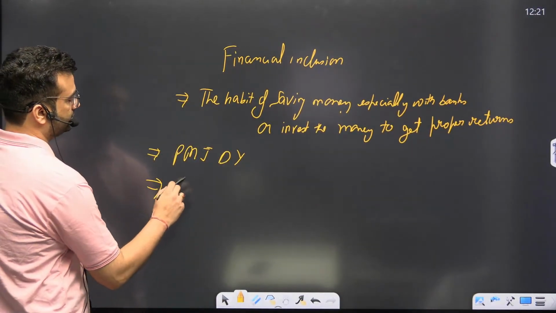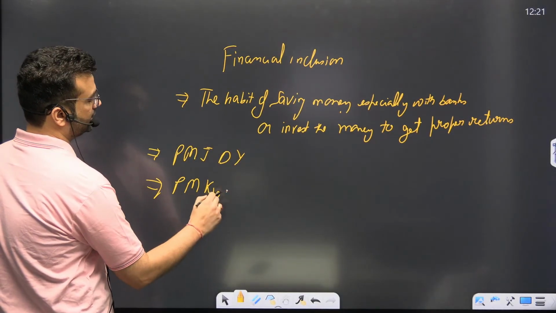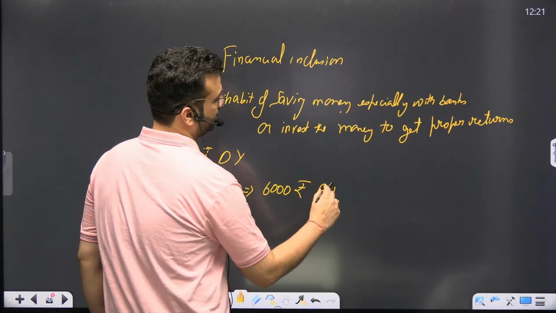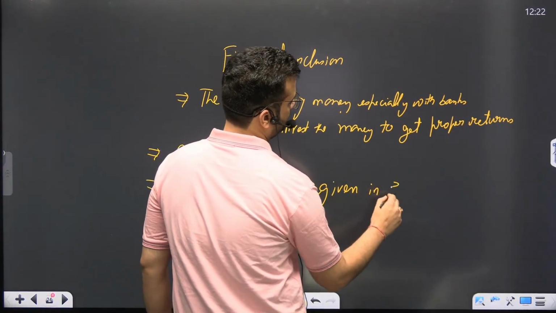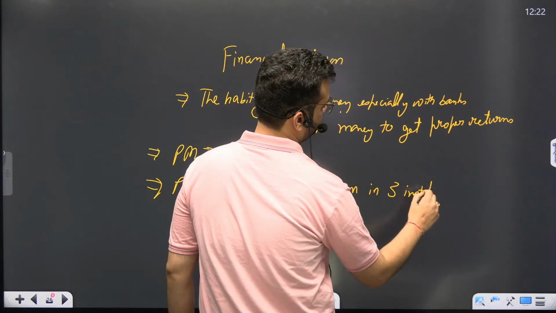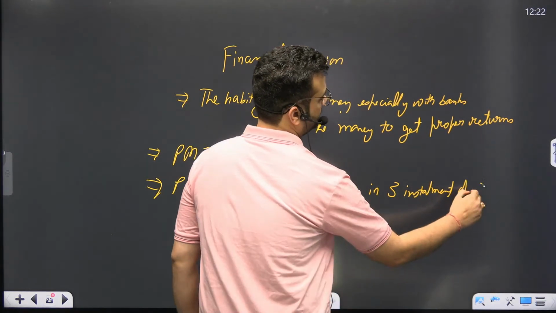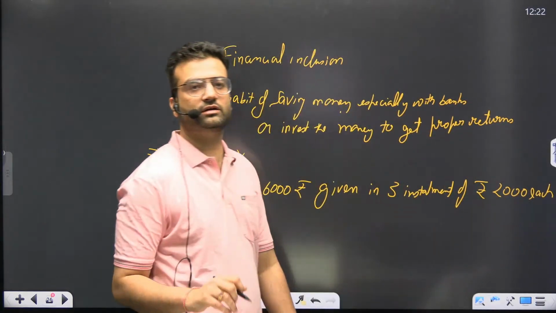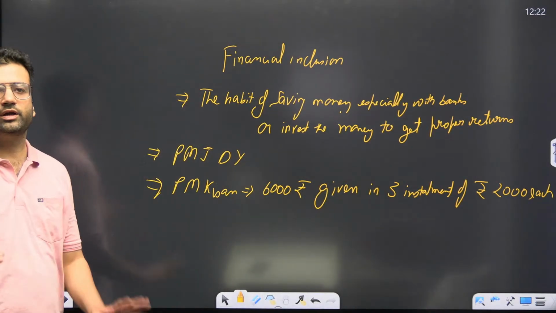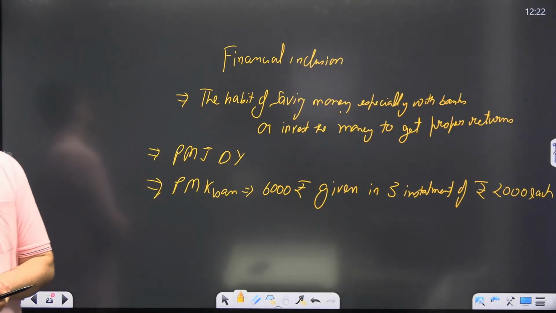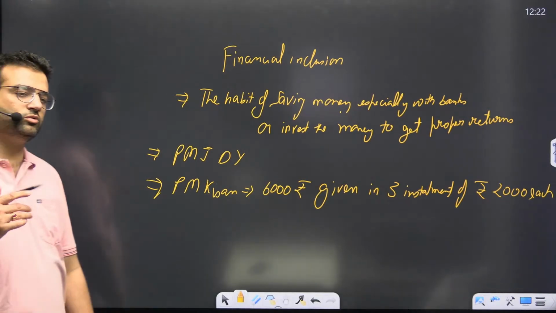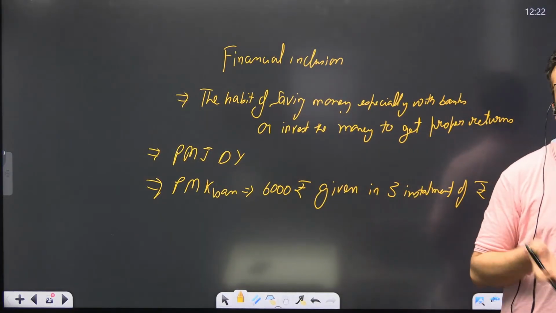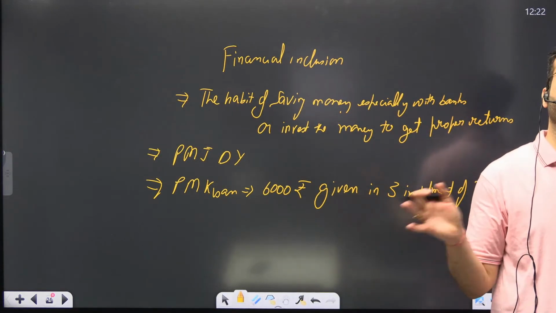PM Kisan: 6,000 rupees given in 3 installments of 2,000 rupees each. This is the PM Kisan scheme. Apart from that, financial inclusion includes all those activities which generate more income and which also lead to people depositing their money.